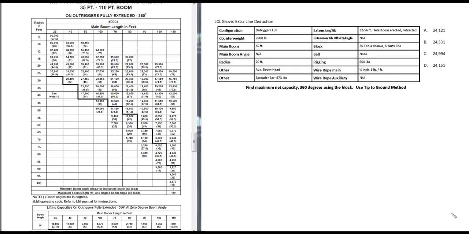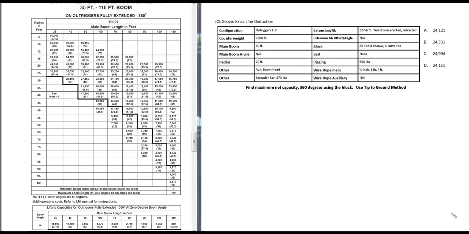Hey, let's do another Grove telescopic boom problem. This time we will have an extra line deduction. I want to illustrate that concept, extra line deduction, to you in a bit more detail, or at least show you a problem where there actually is an extra line or excess line deduction.